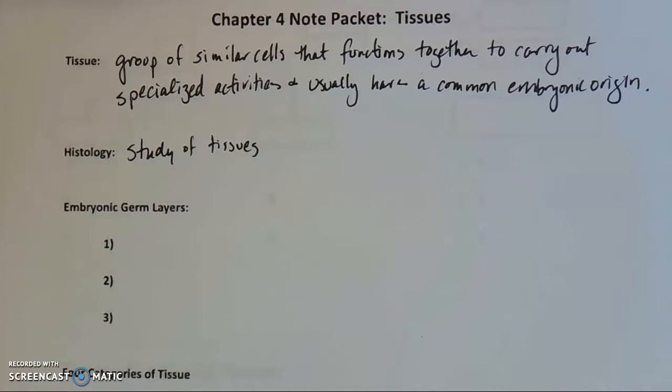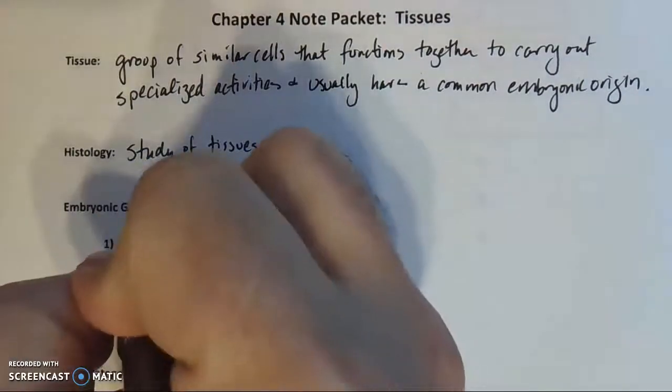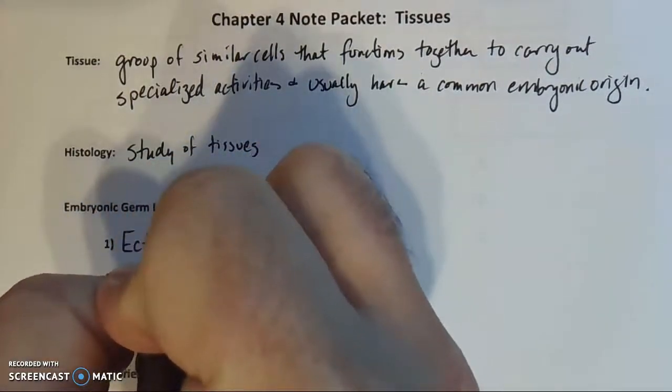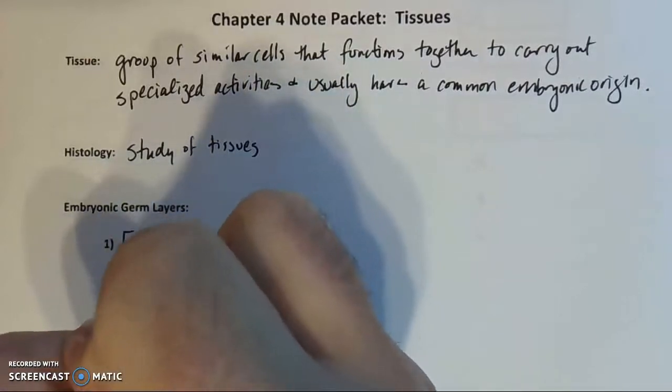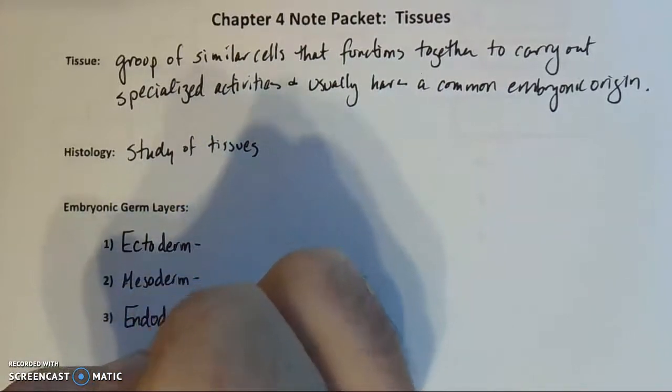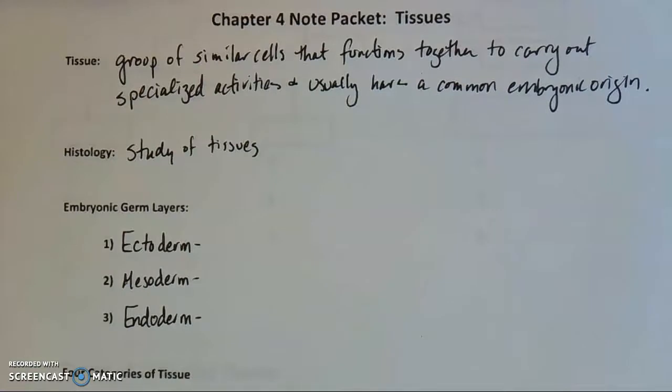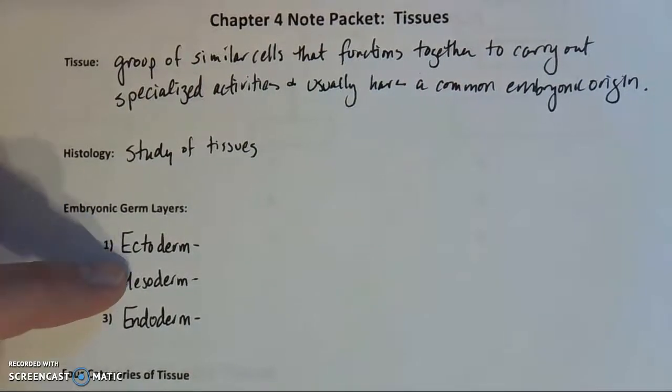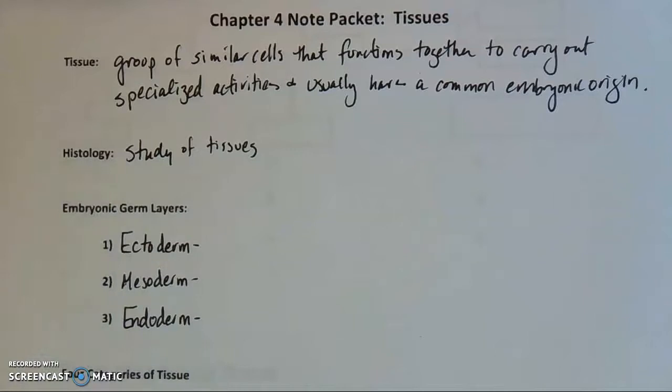From these 3 different layers of cells, they start to differentiate and specialize. And we end up with certain body systems developing from these germ layers. And the germ layers are all given names based on their position within the developing embryo. So those 3 germ layers are the ectoderm, the mesoderm, and the endoderm. So by looking at these names, we can see that this is the outer, the middle, and then the inner layer. So we have 3 layers.